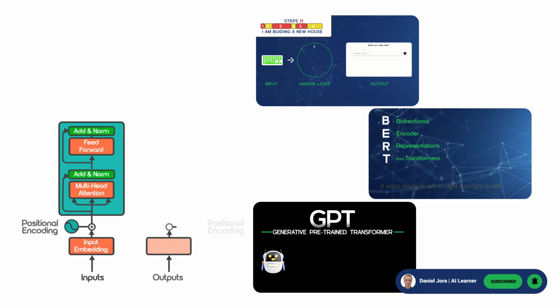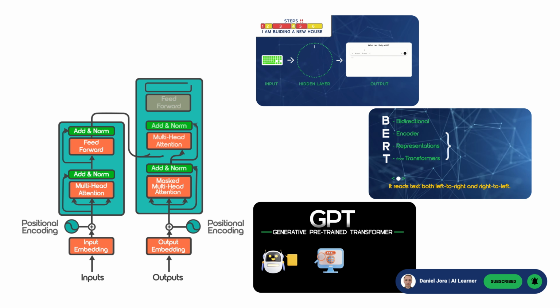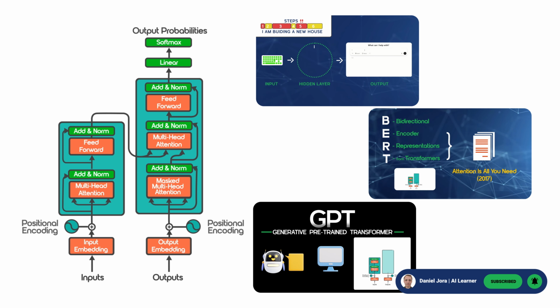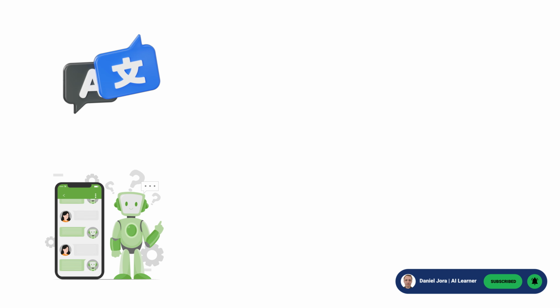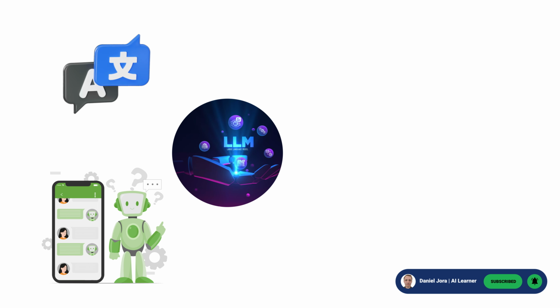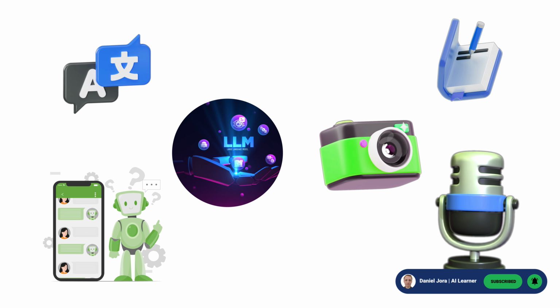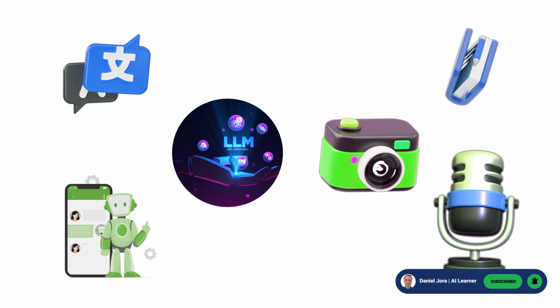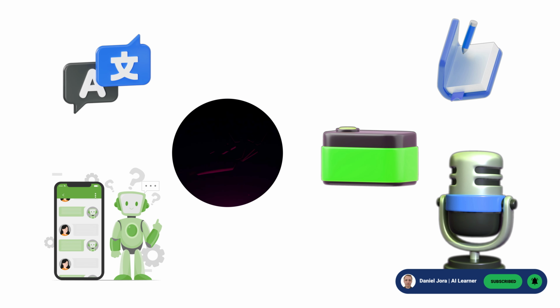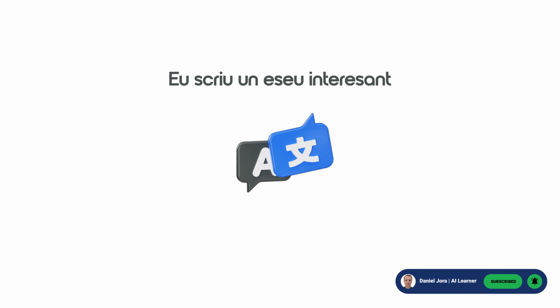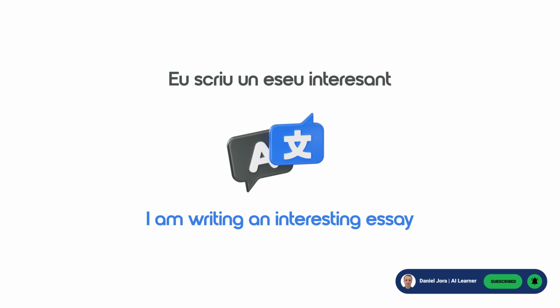Today, we're diving deep into the transformer, which is a deep learning model used to process and generate sequences, like text or speech. It's the backbone of machine translation, chatbots and virtual assistants, large language models, like ChatGPT, text summarization, image captioning, and speech recognition. In this example, we'll see how a transformer translates a sentence step by step. We want to translate "Eu scriu un esseu interesant" in Romanian into "I am writing an interesting essay" in English.